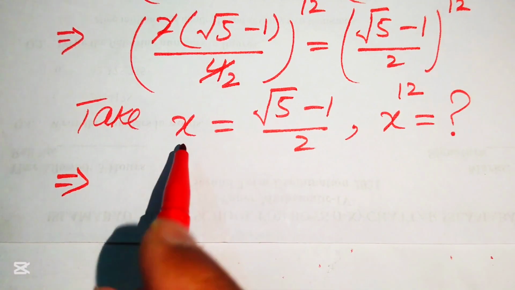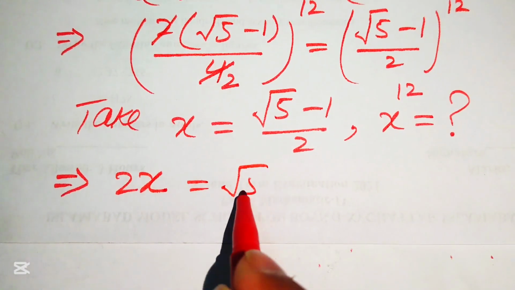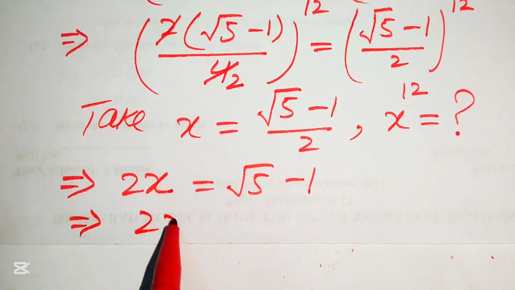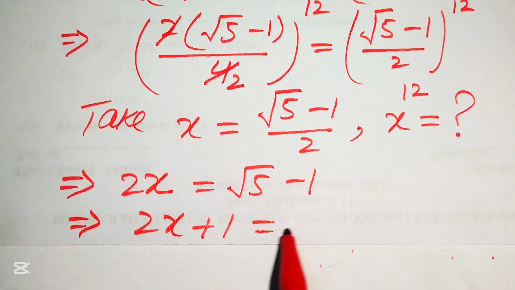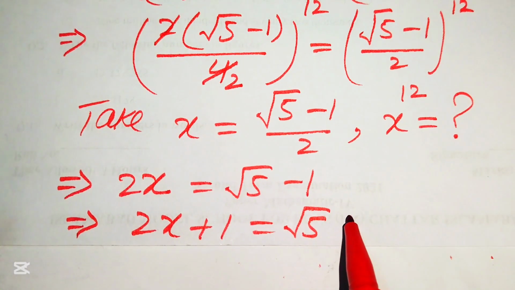We move this 2 to the left hand side. It will be written as 2x equals the square root of 5 minus 1. When you move minus 1 to the left hand side, it will be written as 2x plus 1 equals the square root of 5. Recall this is our equation number 1.